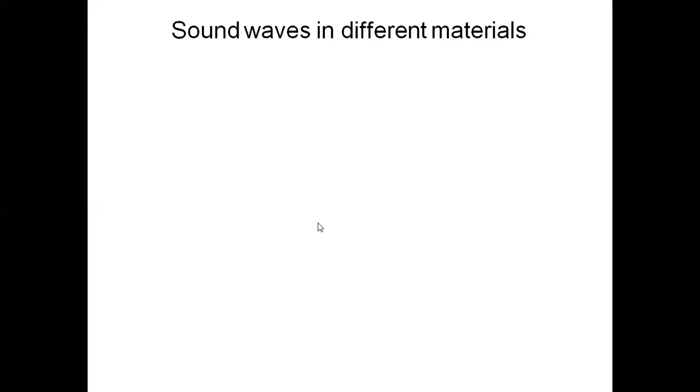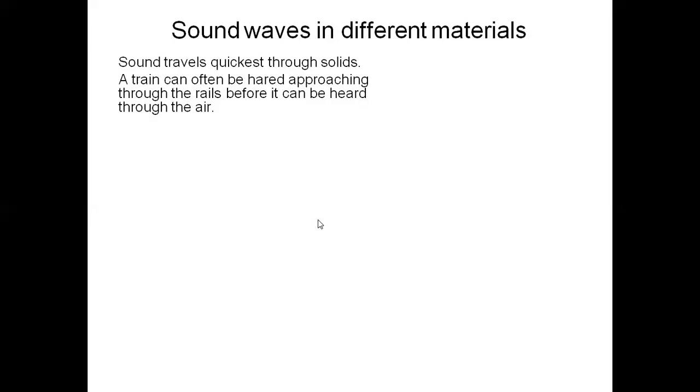Sound waves in different materials. They travel fastest in solids. A train can often be heard approaching through the rails before it can be heard through the air, because the rail is made of steel, steel is a solid, and sound travels faster through a solid. So we can hear the train approaching through the rail, and through the air we will hear it later.